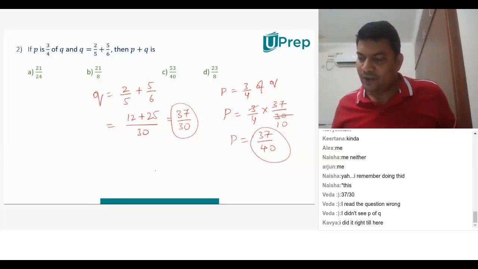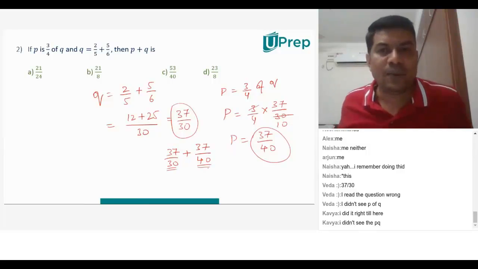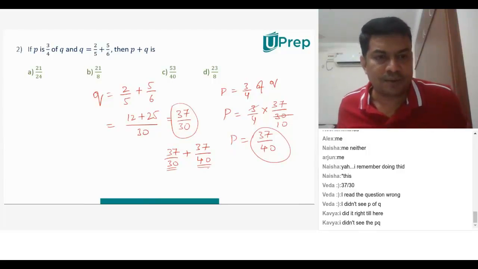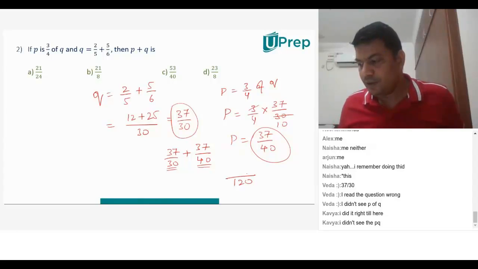So what is he asking you? He's asking you P plus Q. So how do you do that? You need to just add 37 by 30 plus 37 by 40. So you can see the LCM of 30 and 40 is 120. Okay, so basically 59 by 120 after the calculation is done.